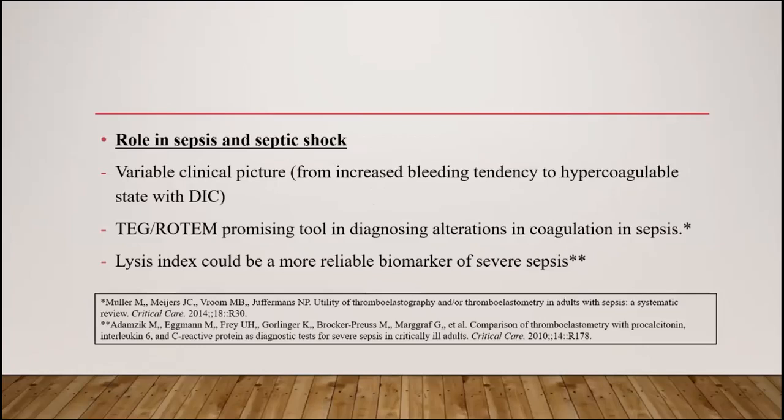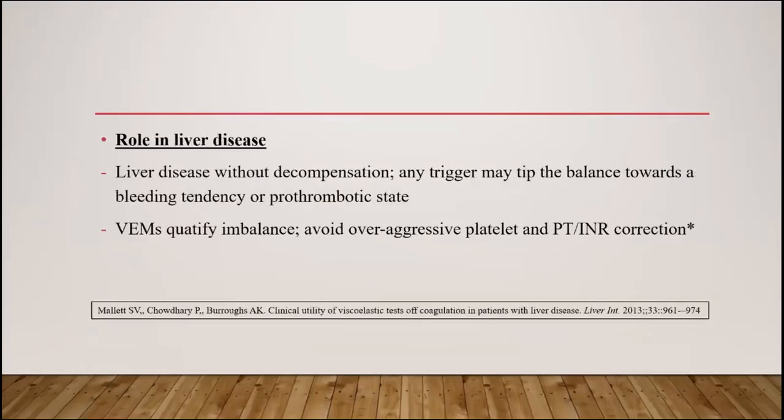TEG and ROTEM can be of benefit in sepsis and septic shock, where one may have a clinical picture ranging from an increased bleeding tendency to a hypercoagulable state. And with the help of TEG and ROTEM, one may avoid unnecessary blood transfusion in these patients because blood transfusions have their own complications. Now, the lysis index could be a more reliable marker of severe sepsis.